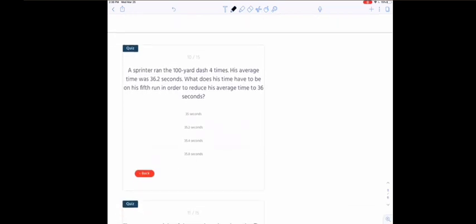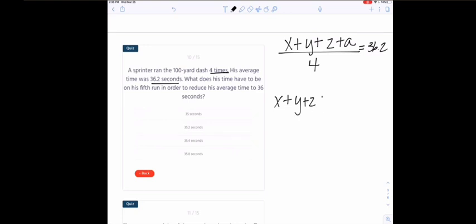It says, a sprinter ran the 100-yard dash 4 times. His average time was 36.2 seconds. What does his time have to be on his 5th run in order to reduce his average time to 36 seconds? Okay, so he ran 4 times. His average was 36.2 seconds. So these 4 times x plus y plus z plus a divided by 4 gives us 36.2. Okay, what does his time have to be on his 5th run? So we're going to add a 5th run. X plus y plus z plus a plus b, that's our 5th run, divided by 5 equals 36.